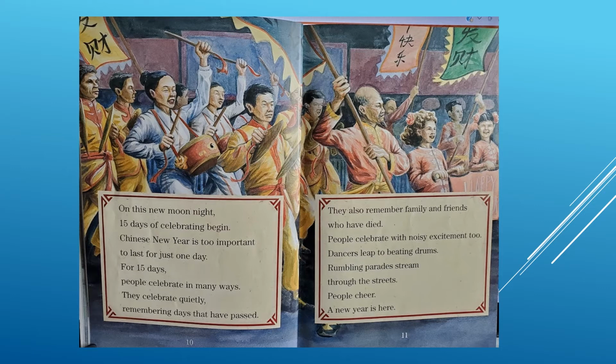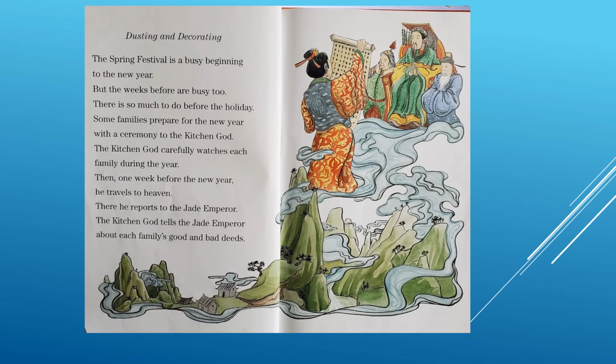They also remember family and friends who have died. People celebrate with noisy excitement too. Dancers leap to beating drums. Rumbling parades stream through the streets. People cheer. A new year is here. Dusting and decorating. The Spring Festival is a busy beginning to the new year, but the weeks before are busy too. There is so much to do before the holiday.